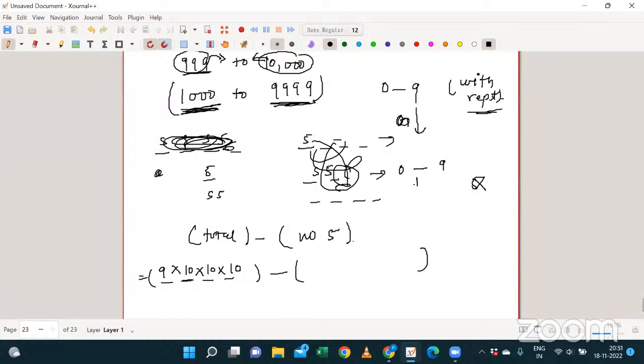First, that means no 5 and no 0. So we have 8 digits with us. Let me finish first. Yeah, so 5 is not there. That means I have a total of 9 digits.